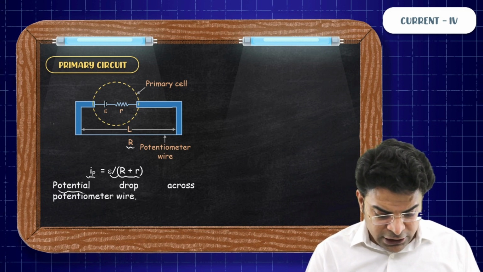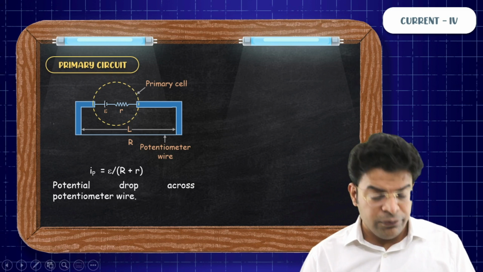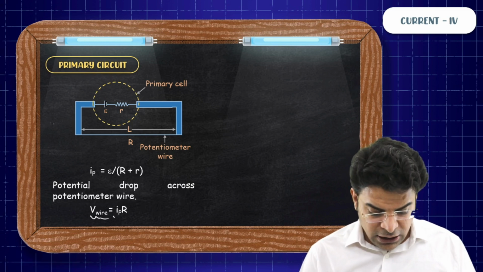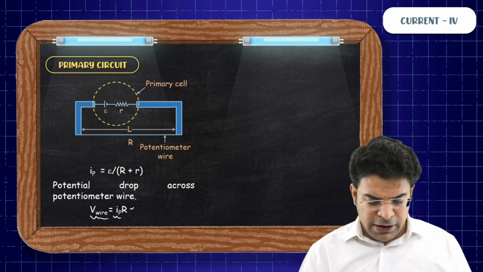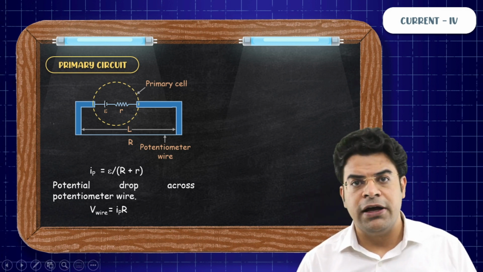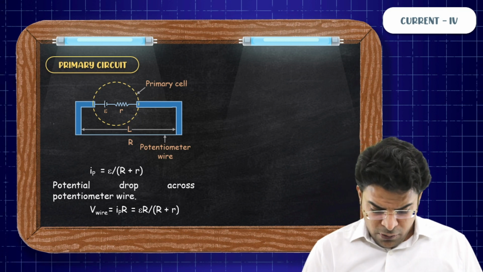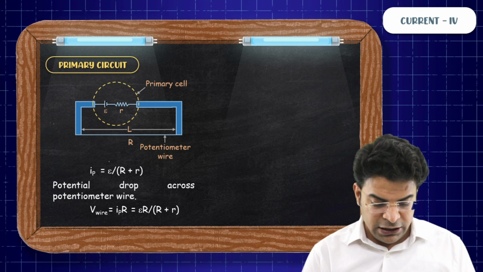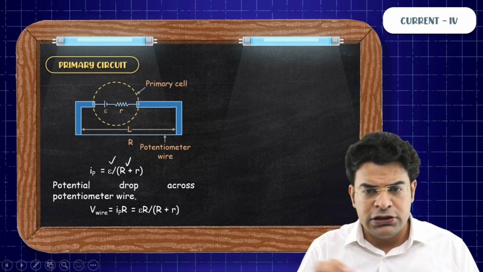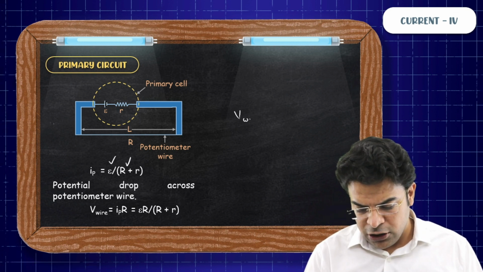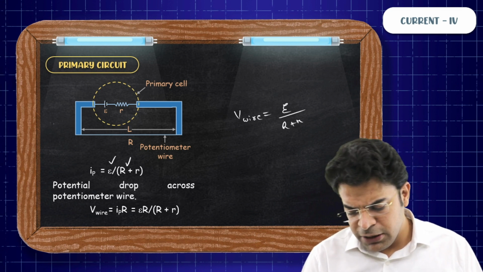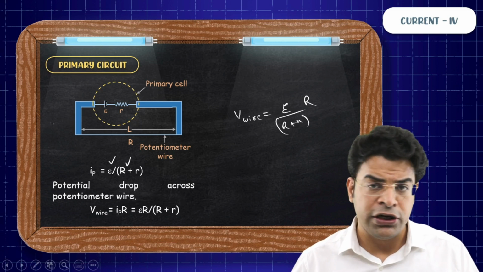So you can say the potential drop across the potentiometer wire, given by V wire, is nothing but the current flowing in the primary circuit multiplied by the resistance of the potentiometer wire. Now, if we substitute the value of I P, which is nothing but EMF upon the resistance of the circuit, we get that the potential drop across the potentiometer wire is E upon R plus r multiplied by the resistance of the potentiometer wire.